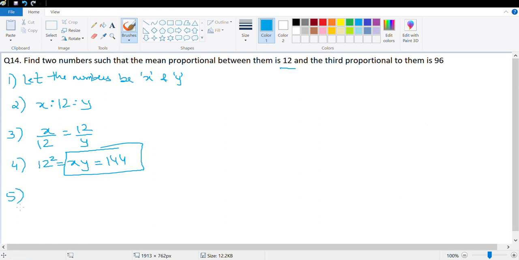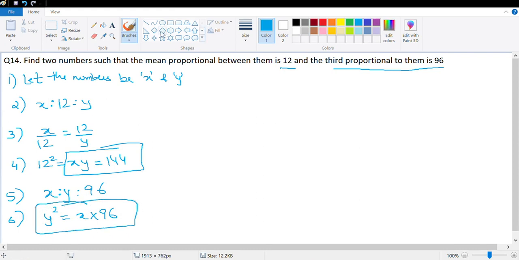Next, the third proportional to them is 96, which means x is to y as y is to 96, which means y square is equal to x into 96. Right, y square is equal to x into 96. So we have two equations. Let's see if we can replace one in another and see what we get. Let's call it equation 1. Let's call it equation 2.